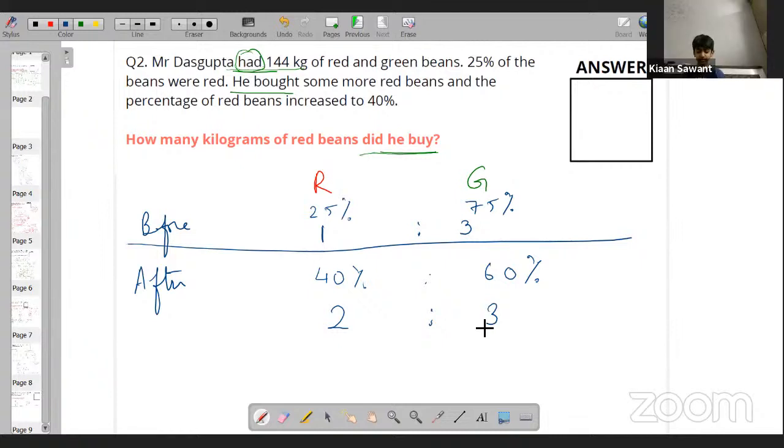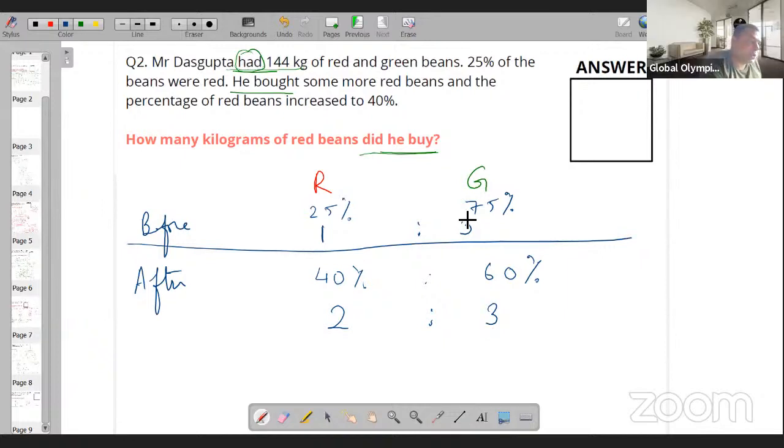Sir, I got the answer. Is the answer 36? One second, did you understand this or not? This is 2:3. Correct? I got the answer, it is 36. Yeah, 36 is the correct answer. I found out the method and I did it.